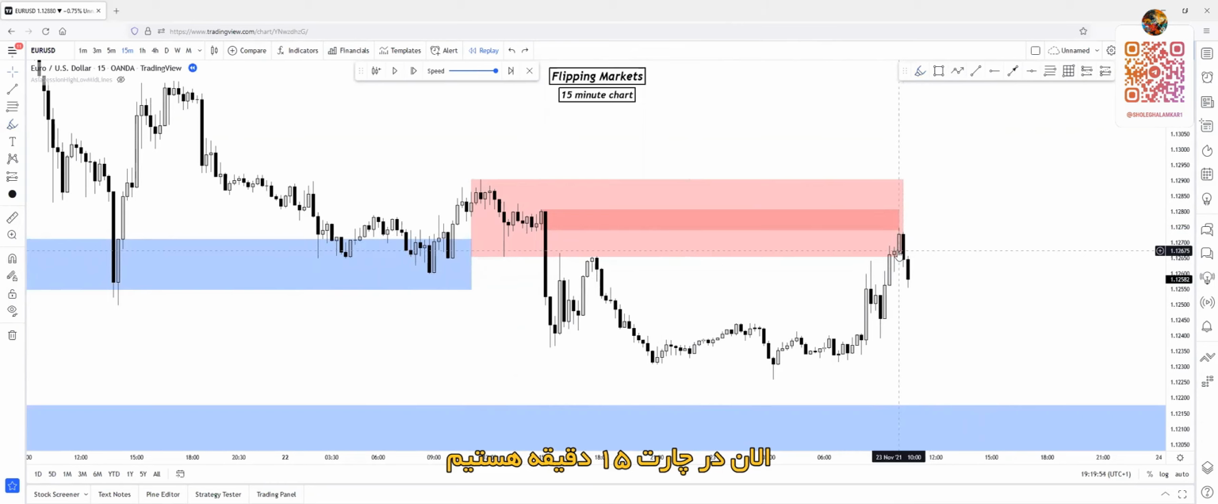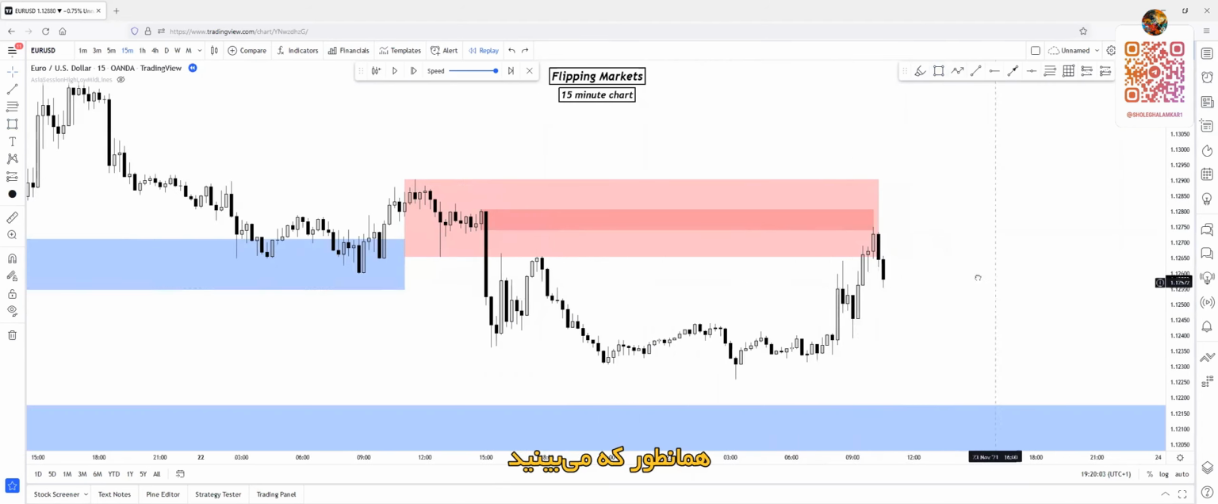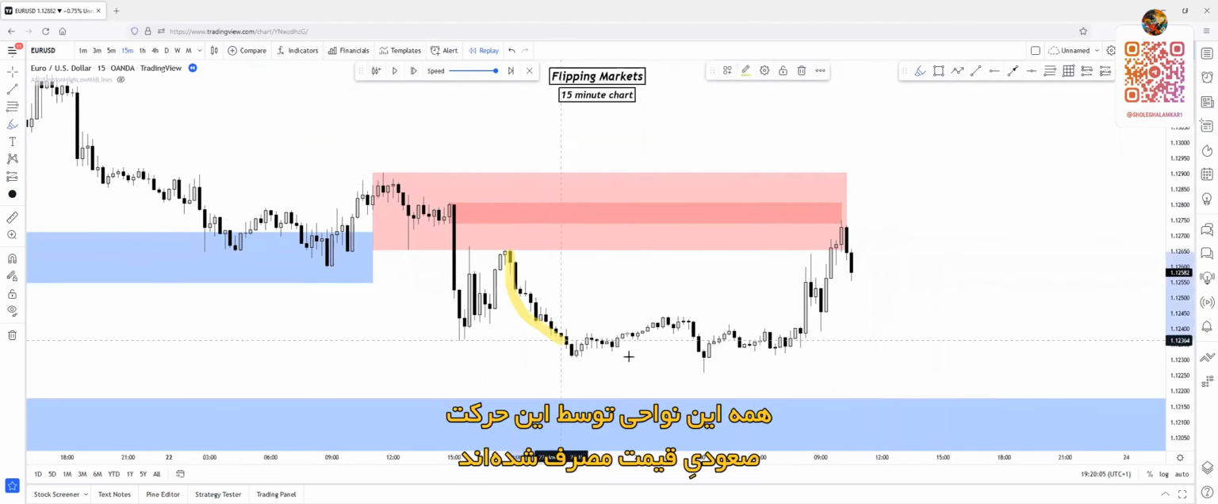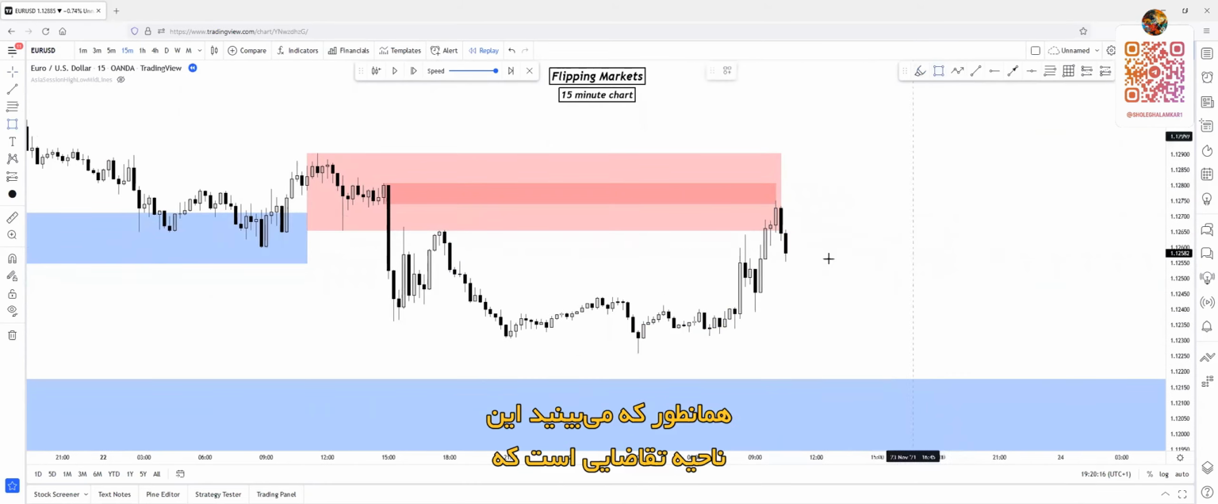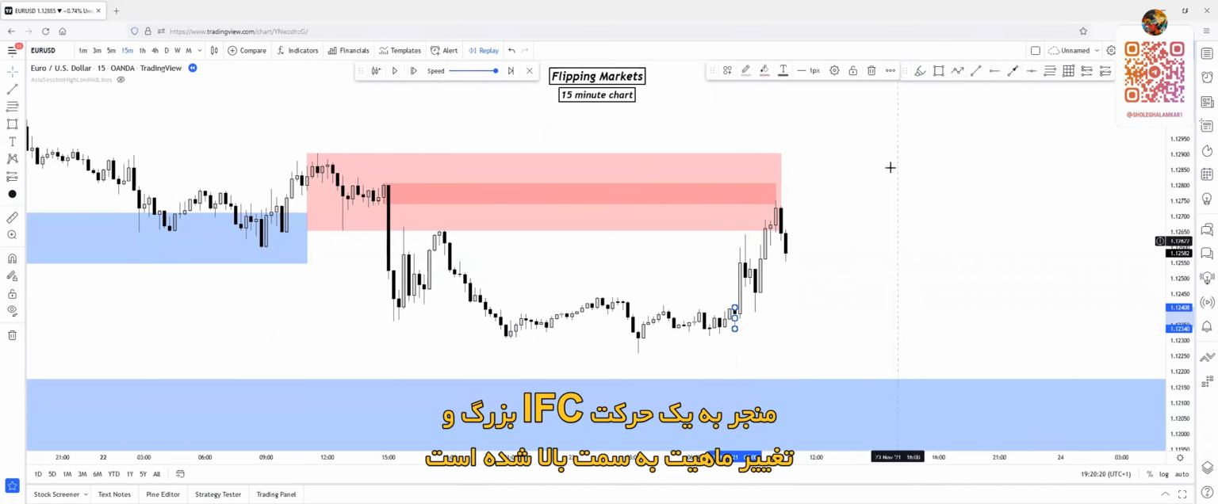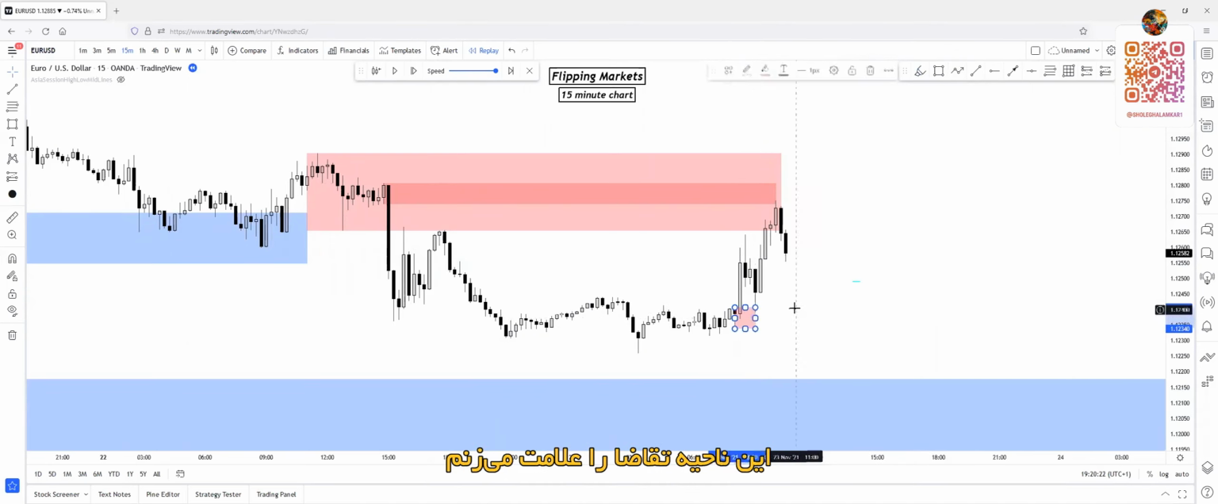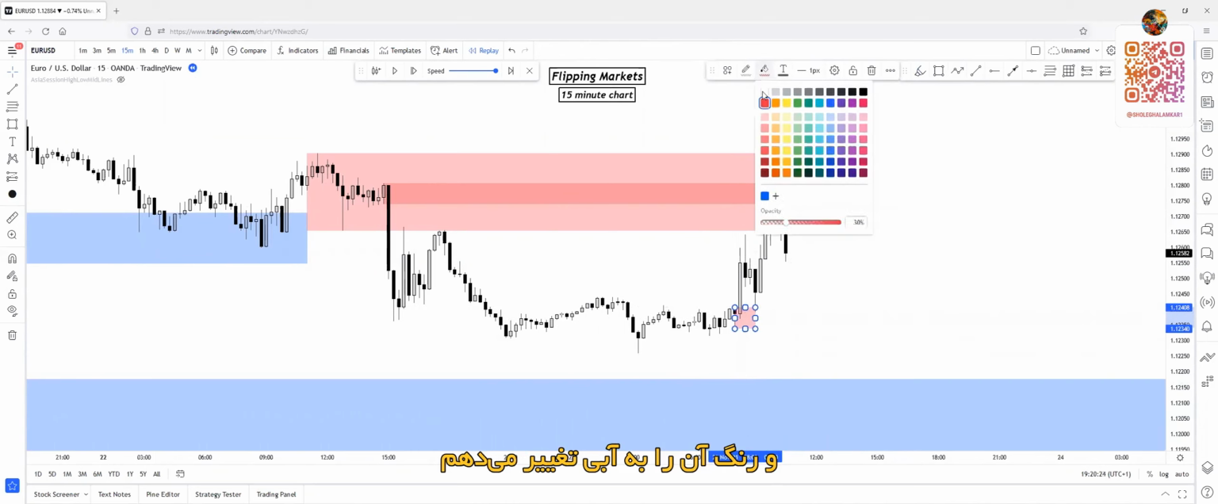Okay, so right now we are on the 15-minute chart. We have to find all of the supply and demand zones on the 15-minute chart. Okay, so let's begin. As you can see, these areas, these zones, are mitigated by the following price action, this upside price action. So we will have to look for demand zones. Okay, as you can see, here's a demand zone that created a huge inefficient push to the upside and changed character. I will just mark it as a demand zone and change the color to blue.